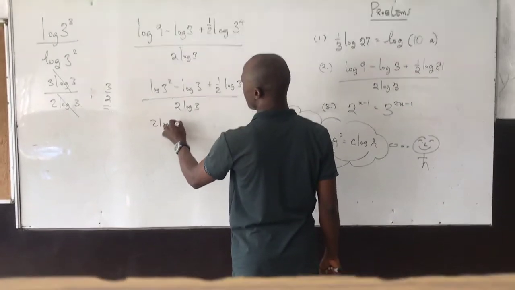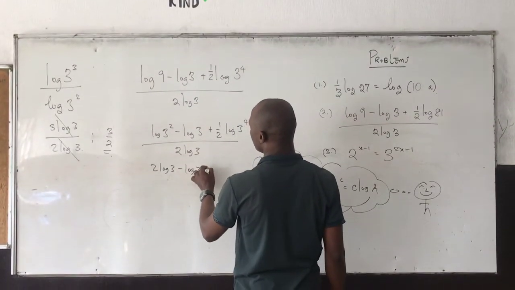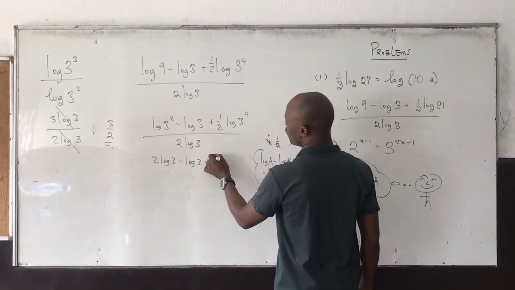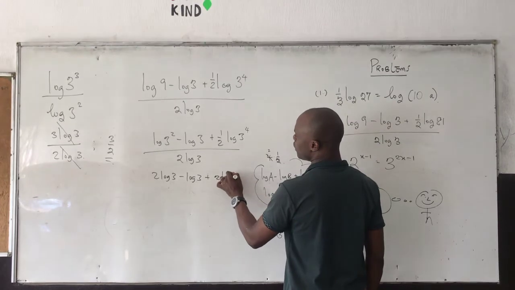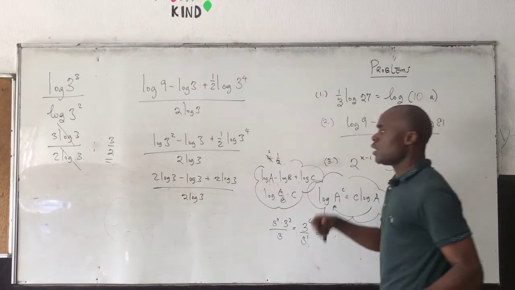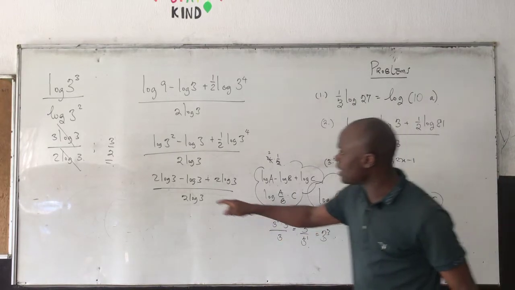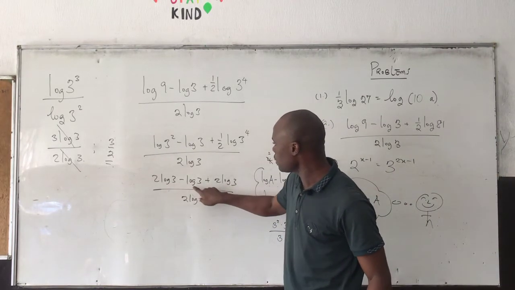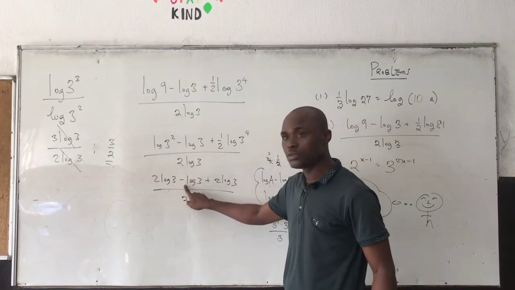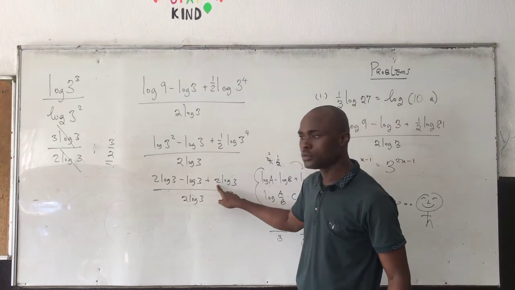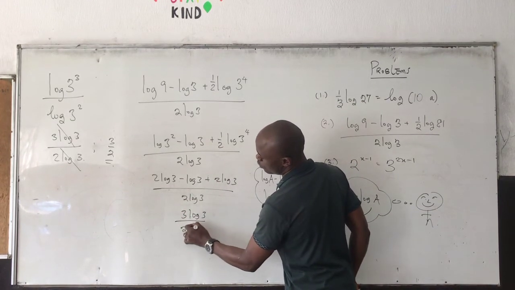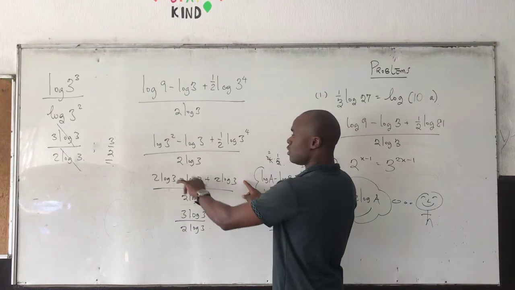log 3 minus log 3 plus 4 times 1 over 2 from here will give us 4 over 2, which is 2 log 3 over 2 log 3. So by collection of like terms, these are like terms, log 3, this is log 3, this is log 3, they are like terms. So we can just say 2 minus 1, that is 1 plus 2, that will be 3 log 3 over 2 log 3. So that's collection of like terms.